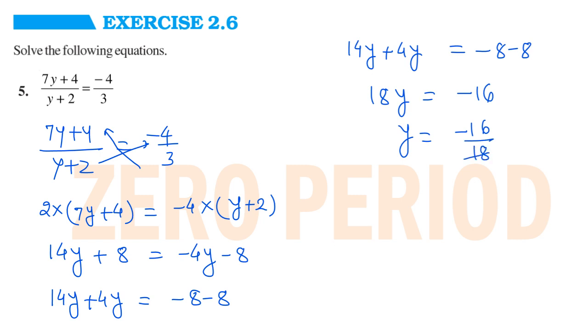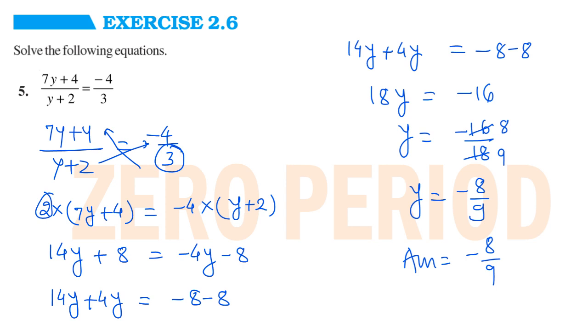We can cancel it by 2: 2 9s are 18 and 2 8s are 16. Y is equal to -8 upon 9, and this is the answer of this question, -8 by 9. Dear children, I made a mistake here in this question. I copied wrong. In place of this 3 I put here 2. So let me correct, and according to that the value should be changed.